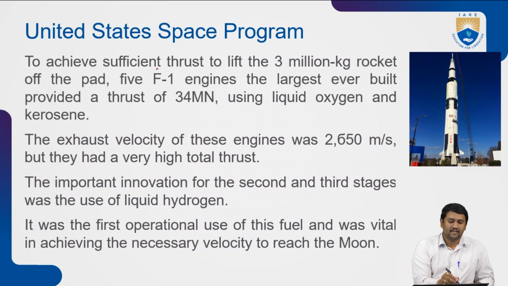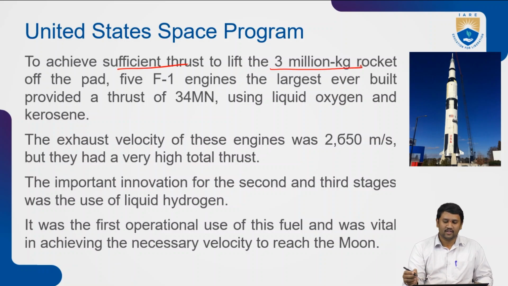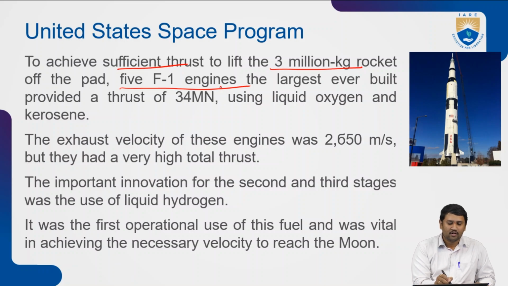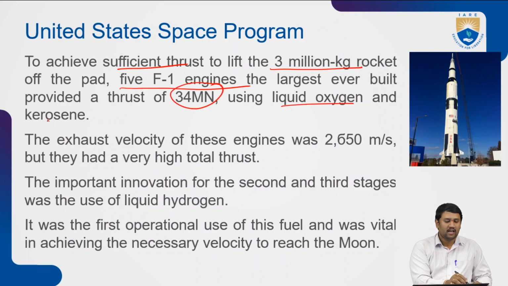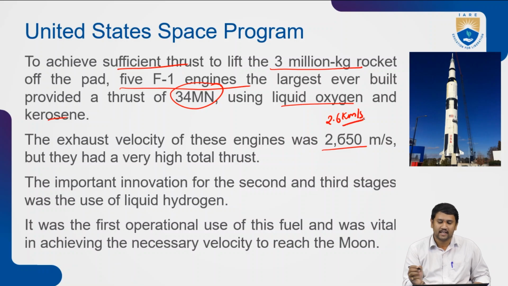Now, in order to achieve sufficient thrust and to lift 3 million kgs of rocket off the pad, there are a total of 5 F1 engines, which are the largest ever built, with a total thrust of 34 mega Newton using liquid oxygen and kerosene. The exhaust velocity of these engines was 2650 meters per second, also called 2.6 kilometers per second, right? But they had a total thrust.